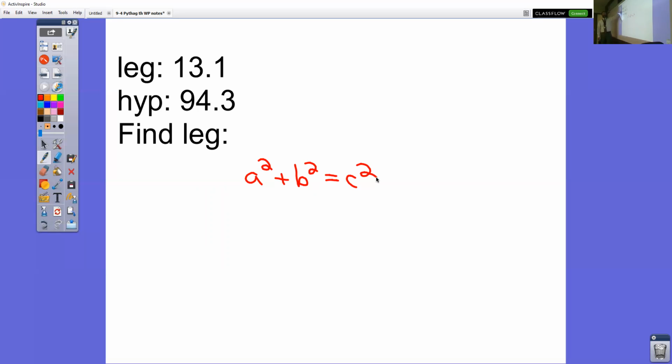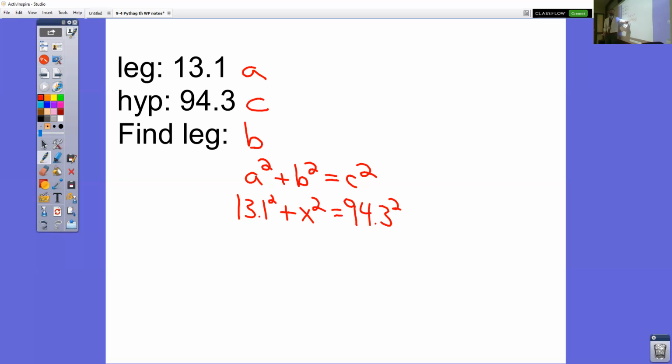You're given a leg, you're given the hypotenuse, you need to find the other leg. Your hypotenuse is always your C side. Doesn't matter which leg you pick for A or which leg you pick for B. So sub the numbers into the formula. Instead of A squared, I have 13.1 squared. B squared is what I'm looking for. And C is 94.3.